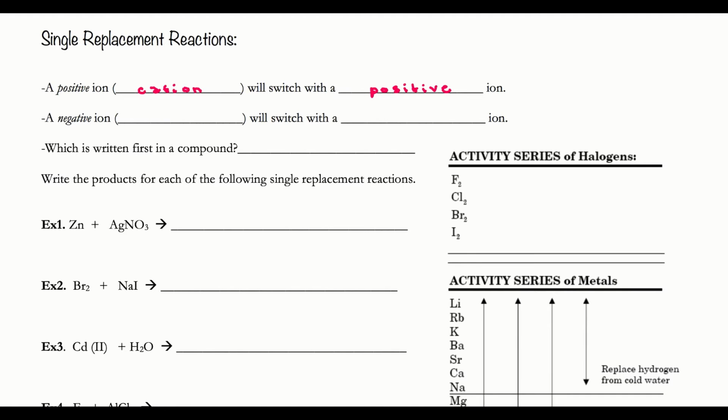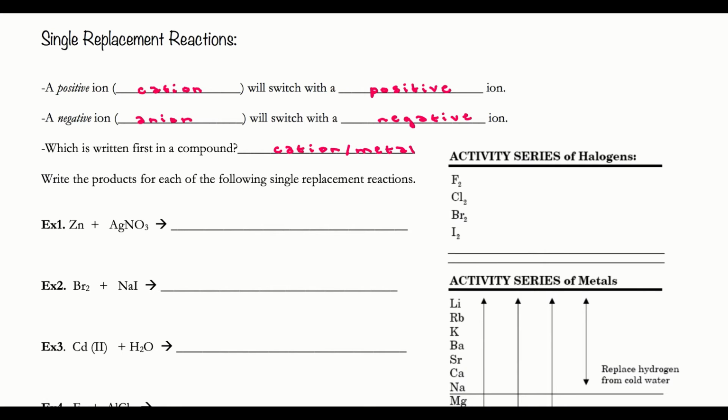A negative ion, which we call an anion, will switch with another negatively charged ion. Okay. And when we're writing these compounds, guys, remember these are ionic compounds that we're dealing with, and so the metal or the cation always goes first. So we always write the cation or the metal followed by the anion or the nonmetal.